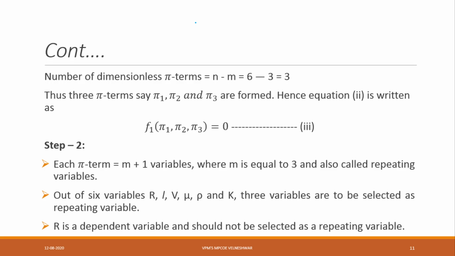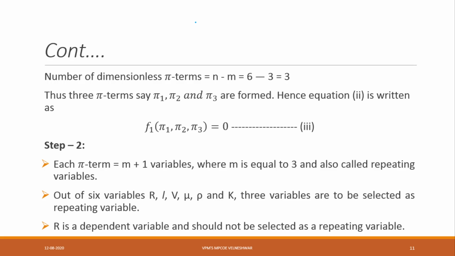Now the number of dimensionless pi terms: what is the formula? n minus m, that is 6 minus 3, equal to 3. Thus the pi terms pi 1, pi 2, pi 3 are formed. Hence equation 2 is written as f1 of pi 1, pi 2, pi 3 equal to 0. Before we took the number of variables, now we are taking dimensionless terms.